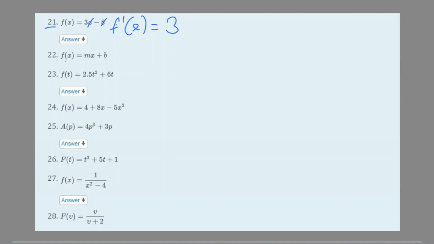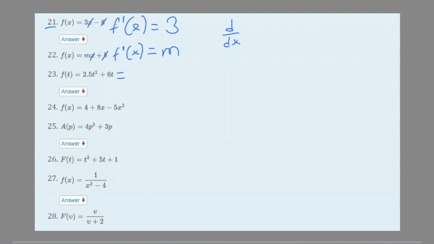And now 22 is f of x equals mx plus b. Now this is like the same thing. For all of these, or at least 21 and 22, we're finding the derivative with respect to x. So if the function has d over dx, it means that you're going to find the derivative with respect to x. This x goes to a power of 0, which means it becomes 1. And then b is a constant, so it cancels out, just like what happened up here. m is the slope, or the coefficient of x, so m stays. So f prime of x is m.